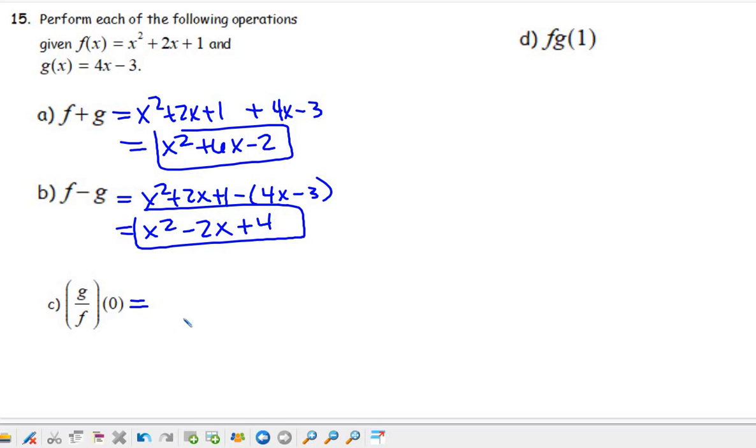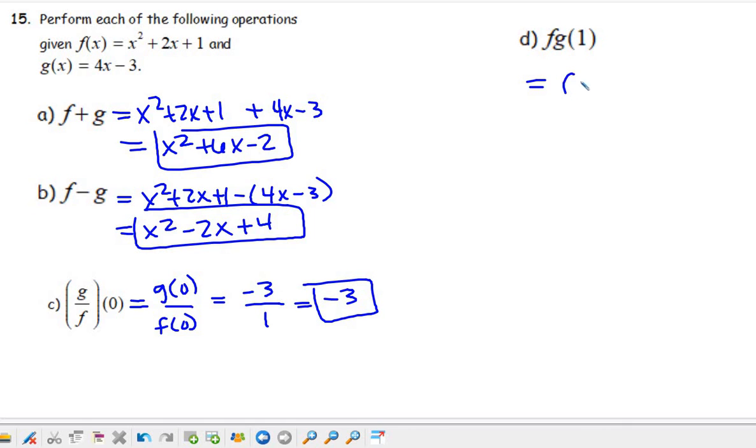So remember, to find g over f of 0, you can do that by finding g of 0 and f of 0. It makes the math a little bit easier. So when I plug in 0 to g, I get negative 3. 0 into f, I get positive 1. And negative 3 over 1 is negative 3.